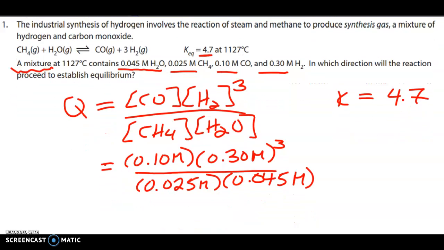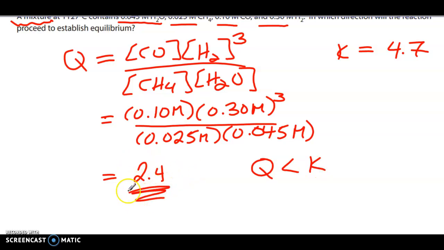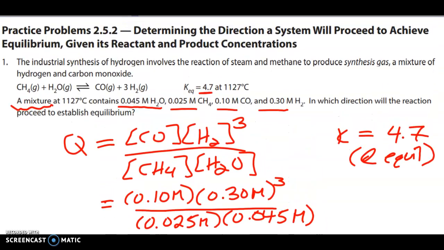Okay, so when you calculate this Q, we get actually 2.4, which is smaller than the K. So what this tells me is that there is not enough product in this scenario of concentrations for it to be at equilibrium. So for this particular reaction, we would have to shift to the right in order to reach equilibrium, to get the concentrations of our product to be higher. Okay, so let's try out the next 2 in our part 3.